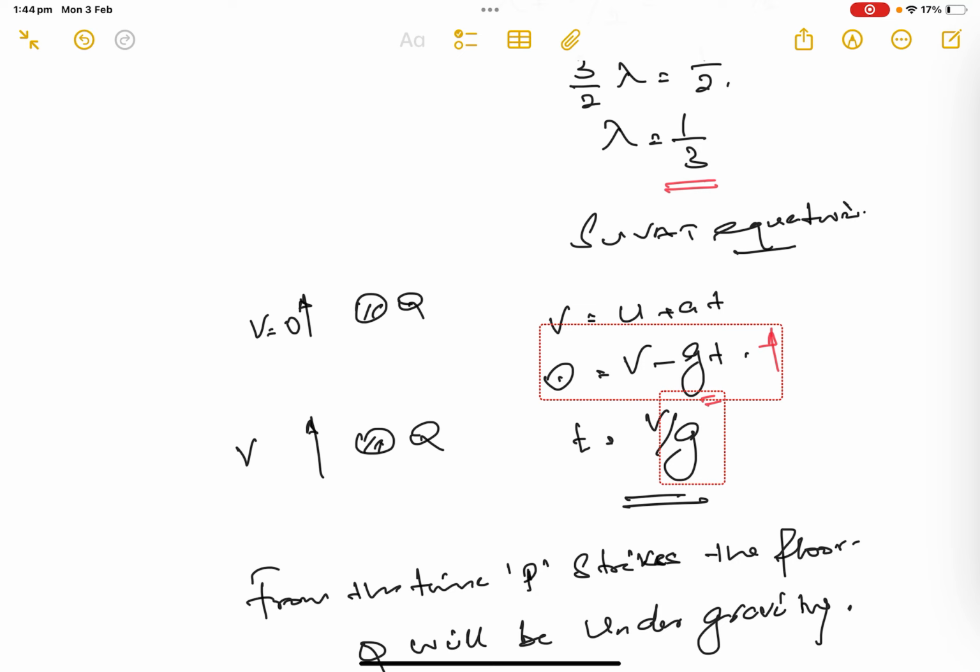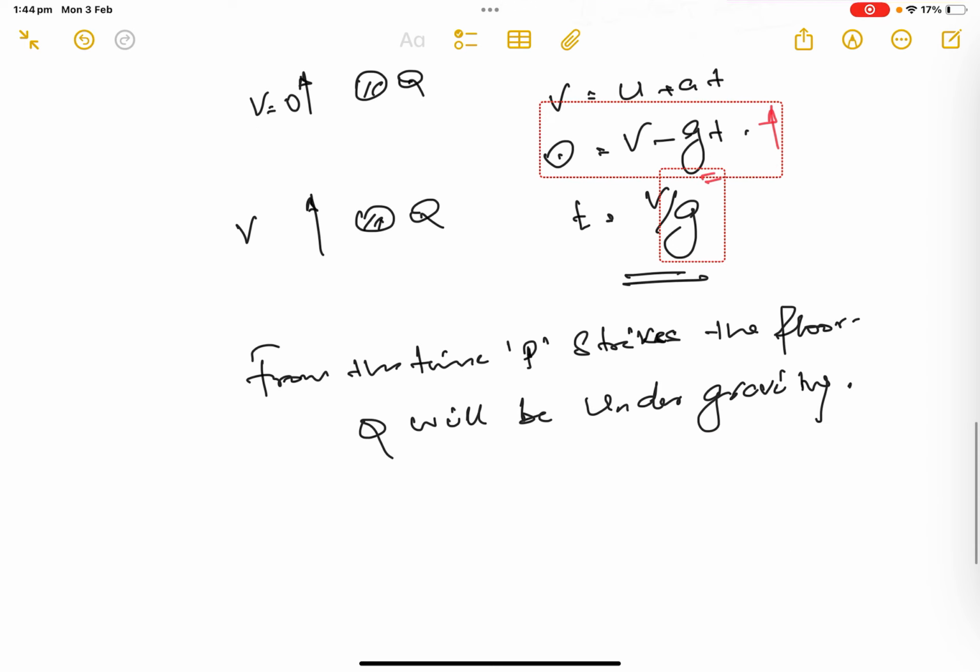From the moment P hits the ground, Q has the velocity v. From then on, Q is under gravity, so its speed reduces until it reaches 0. That is exactly what they're asking, from v to 0. So 0, the final velocity, equals v, the initial velocity, minus gt. From that, t equals v over g. So the time taken to reach zero velocity, the highest height of Q, is v over g.